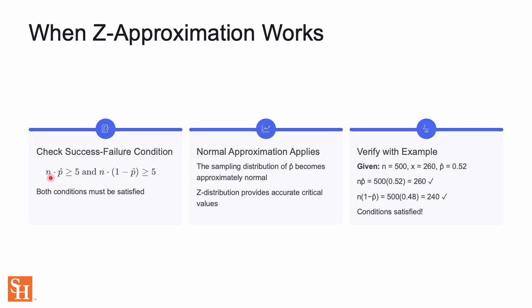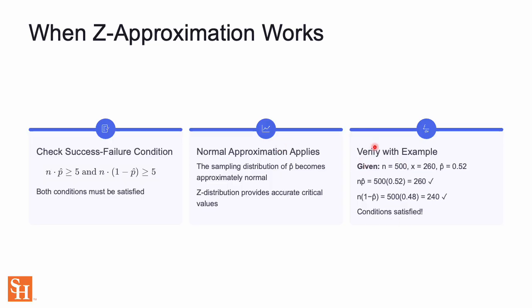When n times p hat is greater than or equal to 5, and n times q hat, where 1 minus p hat is the same as q hat, is also greater than or equal to 5. Both of them have to be greater than or equal to 5. In that case we can use normal approximation, and we'll only cover the cases where our conditions satisfy these requirements, in this semester.